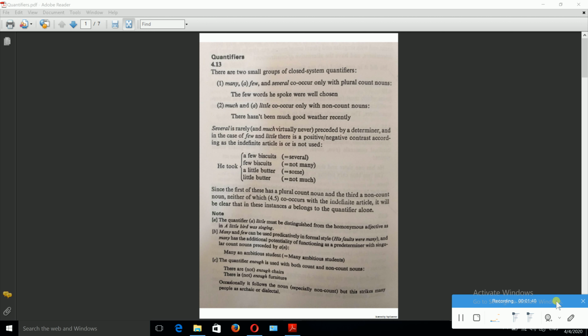Yes, since the first of these has a plural count noun, and the third a non-count noun, neither of which co-occurs with the indefinite article. It will be clear that in these instances, A belongs to the quantifier alone.